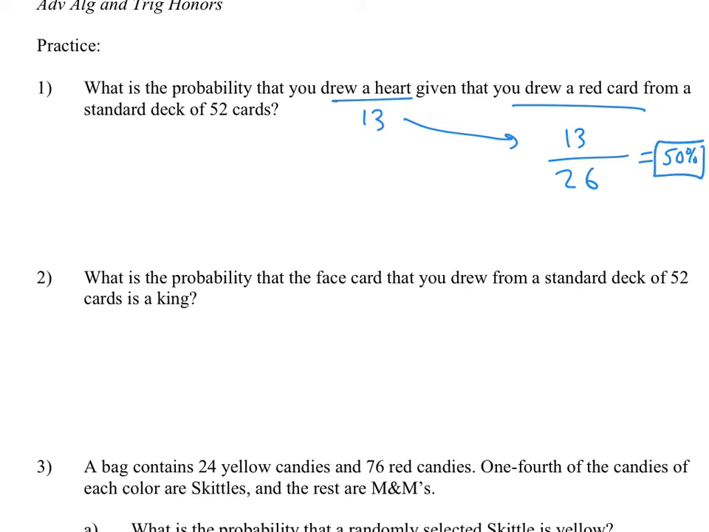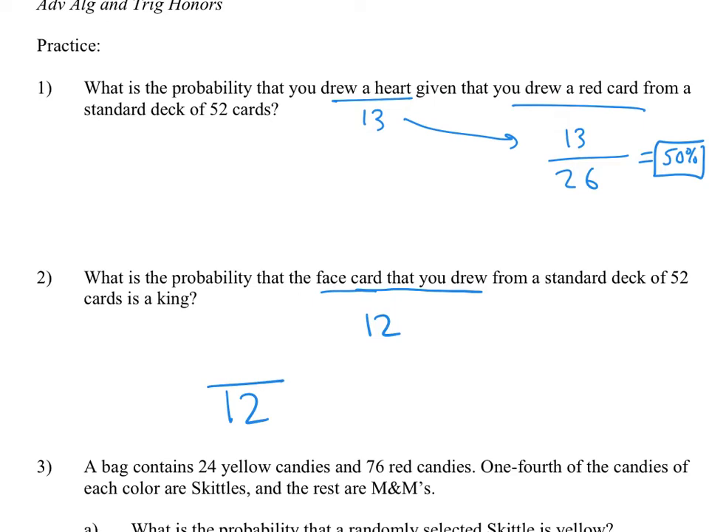Number 2, what is the probability that the face card that you drew from a standard deck of 52 cards is a king? So it says here, the face card that you drew. So you drew a face card. So let's think about how many face cards there are. Jack, Queen, King, and there are 4 of each of those. So that's 12 cards in all.